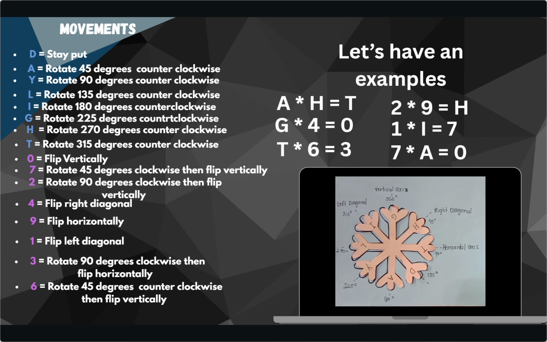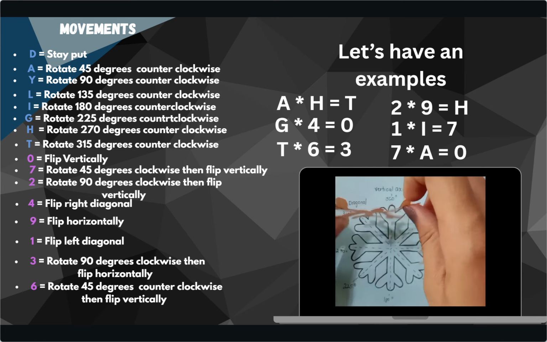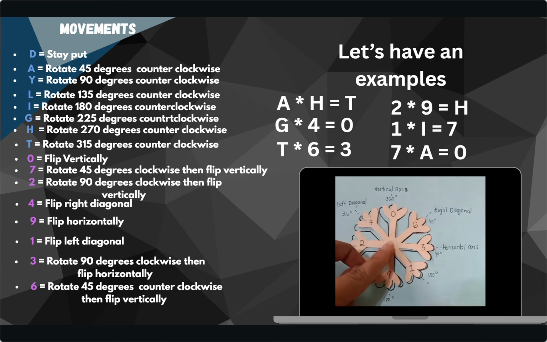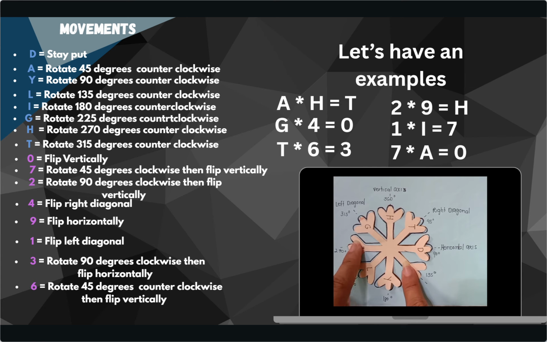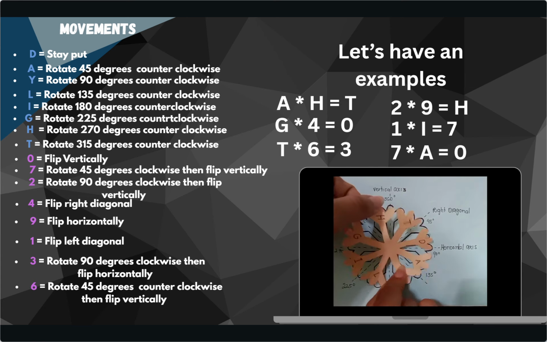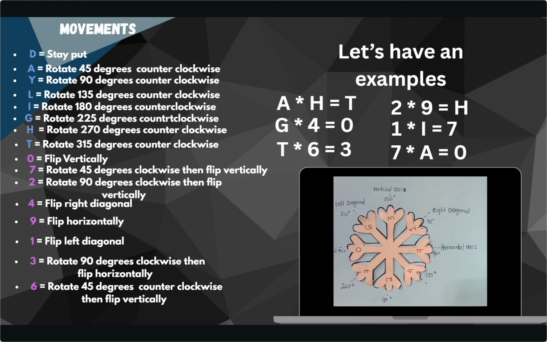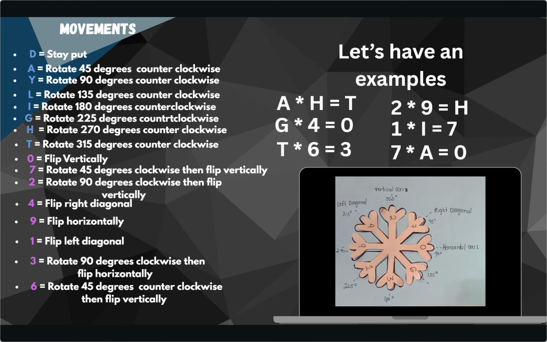Next is G star 4. G and the movement of 4 is flip right diagonal. When we flip it with right diagonal, we come up with 0. Then T star 6, the movement of 6 is rotate 45 degrees counterclockwise, then flip vertically. We come up with number 3.